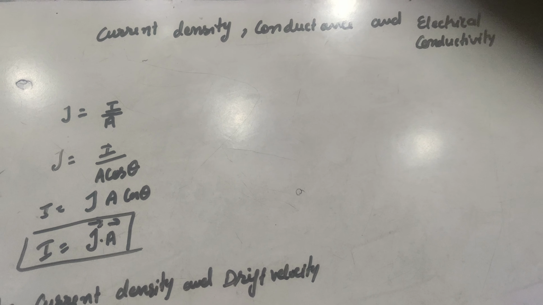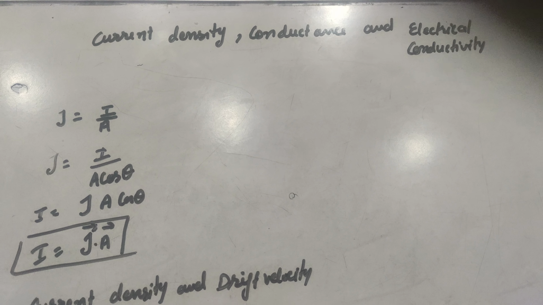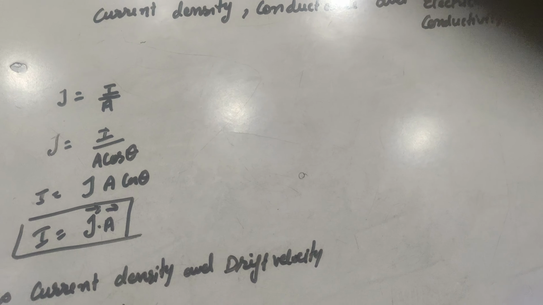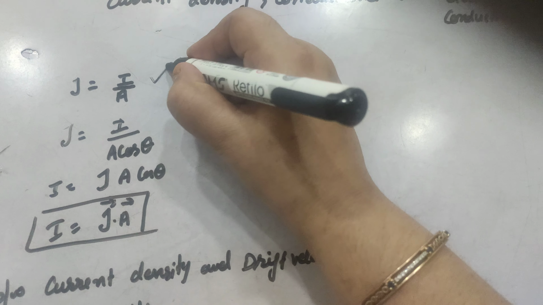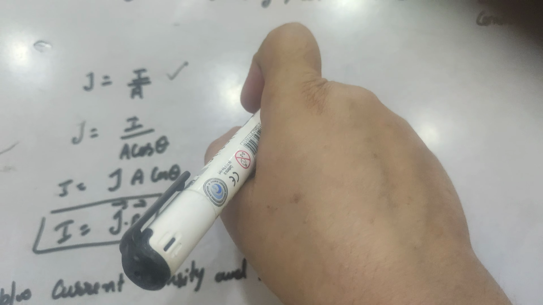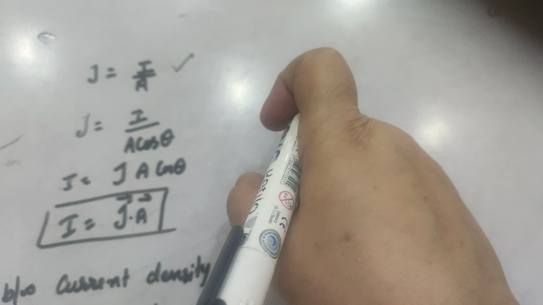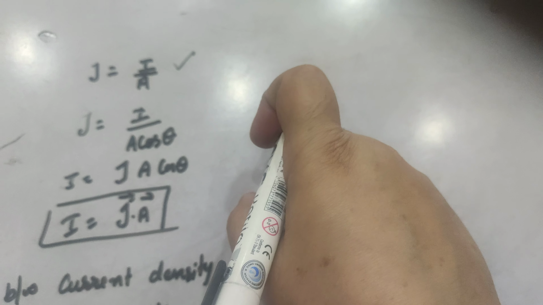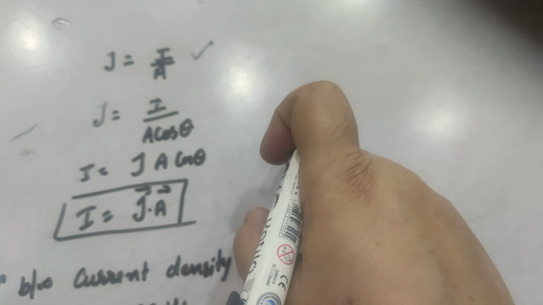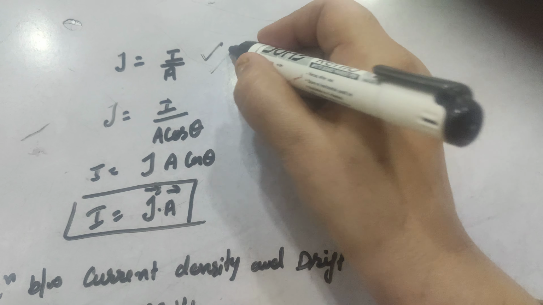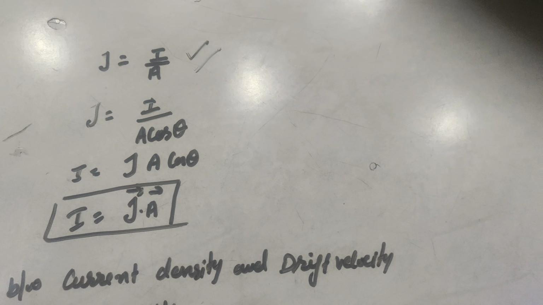Our next topic in sequence is current density, conductance and electrical conductivity. Current density is defined as the amount of current flowing per unit area of the conductor around a point, provided the area is kept in a direction normal to the current.